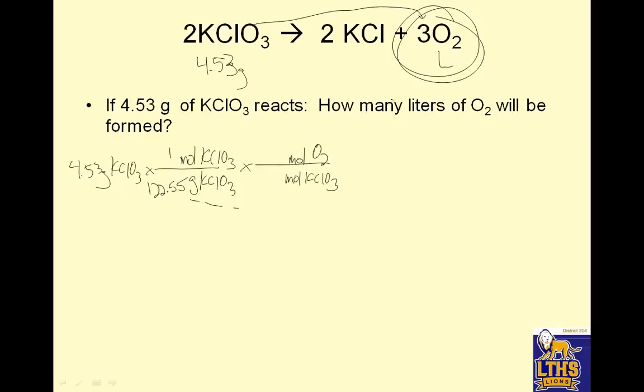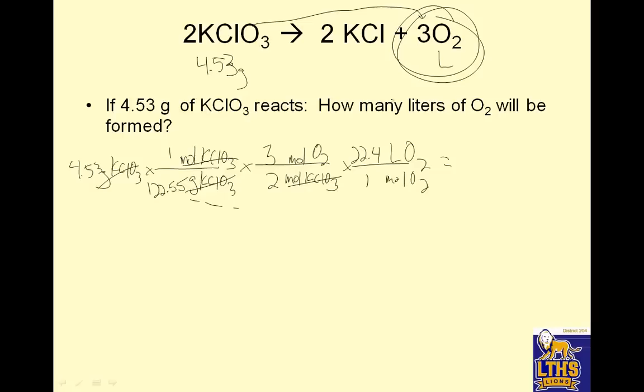And I need an equivalency here, moles over moles, right? So 3 moles of O2 and 2 moles of KClO3. And I've got to cancel my units. So now I'm in moles of O2, but I want liters of O2. Get rid of moles of O2. Go into liters of O2. 1 mole, 22.4 liters. Dink.